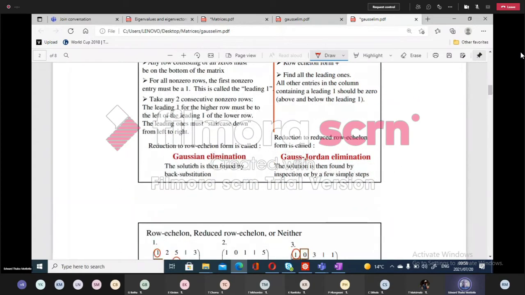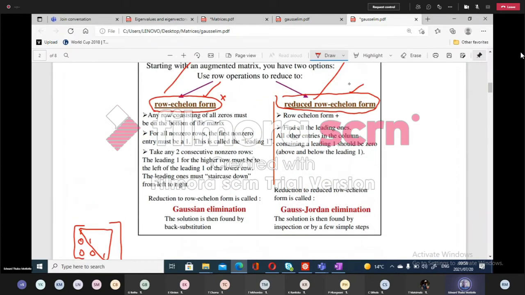Okay, there they're indicating Gaussian elimination and Gauss-Jordan elimination. What it means is that if you solve the system and you have leading entries here, I don't know which ones those are. If it's 0, 0, 0 and the rest here are non-zeros, if you reach this point, it is called row echelon form.